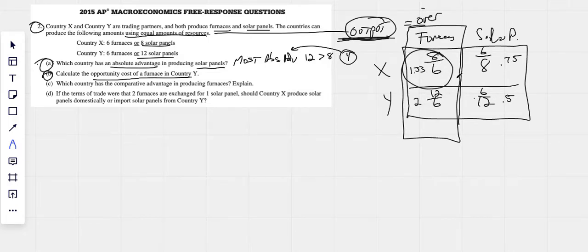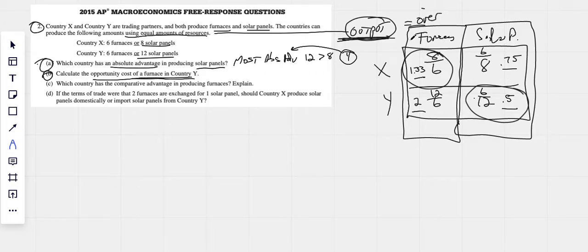1.33 is less than 2. 0.75 is less than 0.5. So we want the lowest opportunity cost in the solar panel column. So it looks like X should do furnaces, Y should do solar panels. The opportunity cost of a furnace.